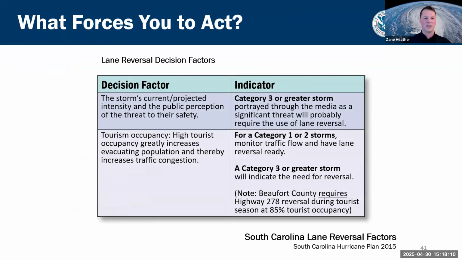This is a great decision-making matrix based off of thresholds and triggers. The decision factor you can see on the left is the storm's current or projected intensity and the public perception of the threat and their safety. If it's category 3 or greater, that means one of several things will happen. Based off of the storm scenario, you've got a trigger, which means for your planning assumptions, you can go out and execute, and that will inform your operations from there on out.